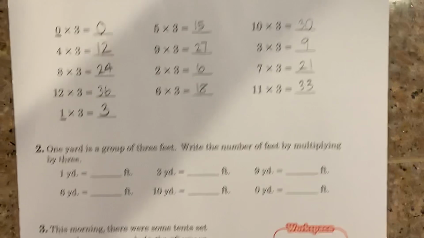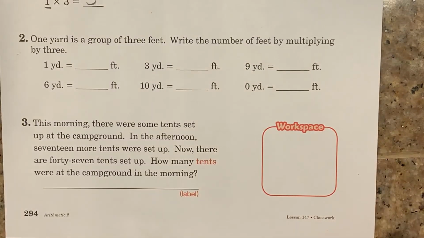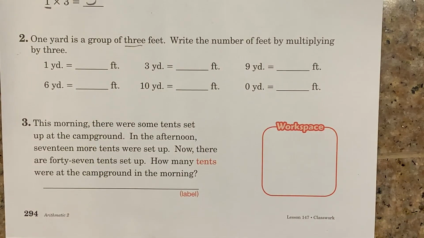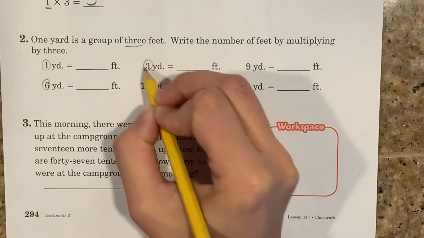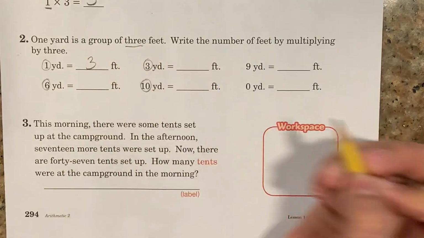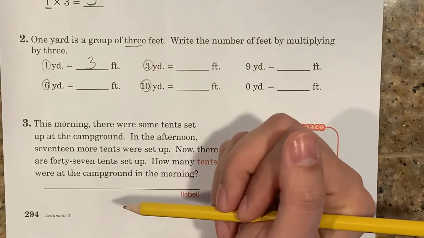Okay, now we are going to do number 2. 1 yard is a group of 3 feet. Write the number of feet by multiplying by 3. So you're just going to multiply by 3 this number here. Okay, guys? So 1 times 3. And if you want to double check yourself, you can always look at these problems that you already did and figure it out.